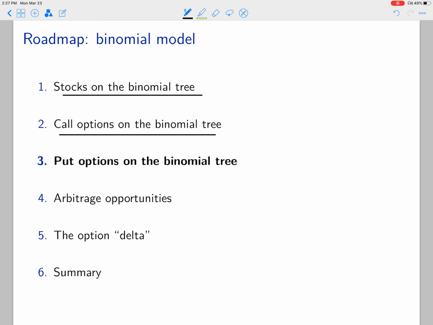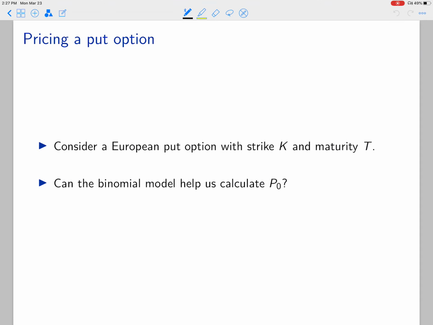We will now use the binomial model to price European put options. The idea will be very similar to that of the call option, except the formula will change by just a little bit. Okay, let's get started.